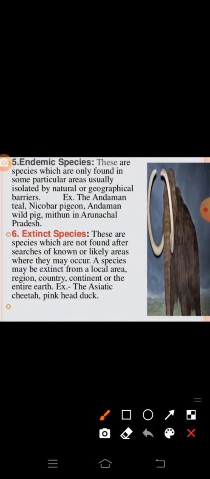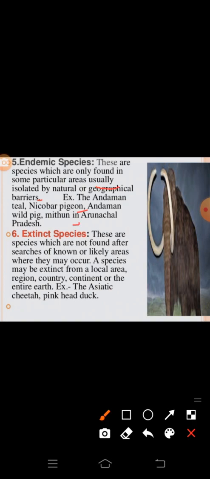Fifth, endemic species. These are species which are only found in some particular areas, usually isolated by natural or geographical barriers. Example, the Andaman teal, Nicobar pigeon, Andaman wild pig, mithun in Arunachal Pradesh.